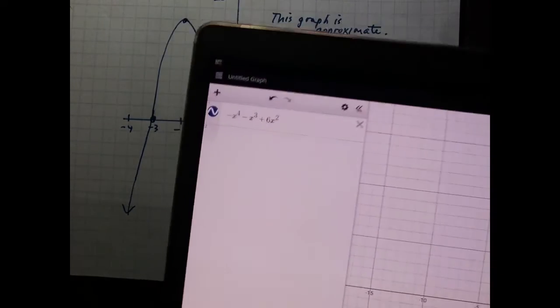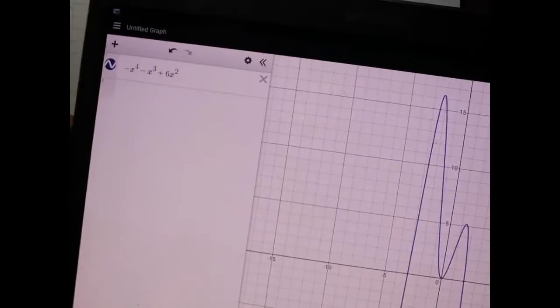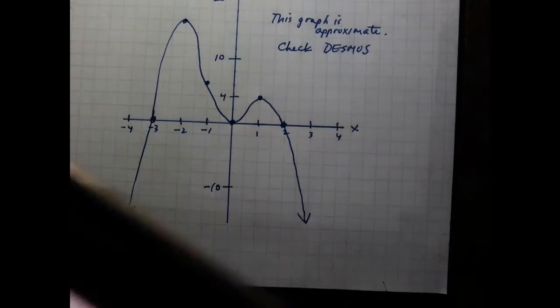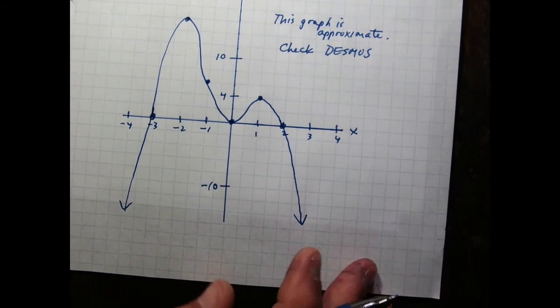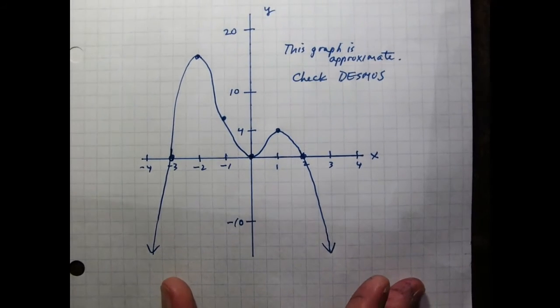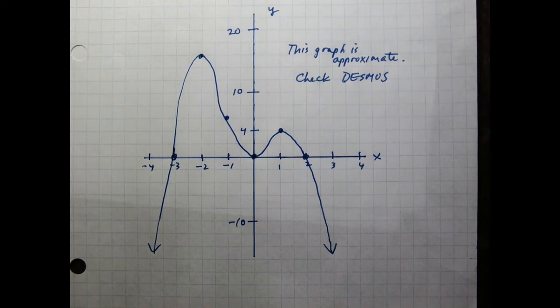I entered our function in, and here's the graph I get on Desmos. I'm not going to leave it on the screen very long. It's just interesting to see how my graph isn't quite right. There are some things off about it because there are things we can't detect. But what I want you to think about is, here's our example of a fourth degree graph.